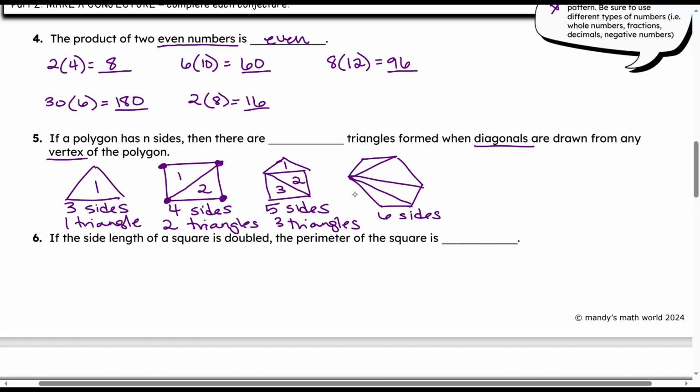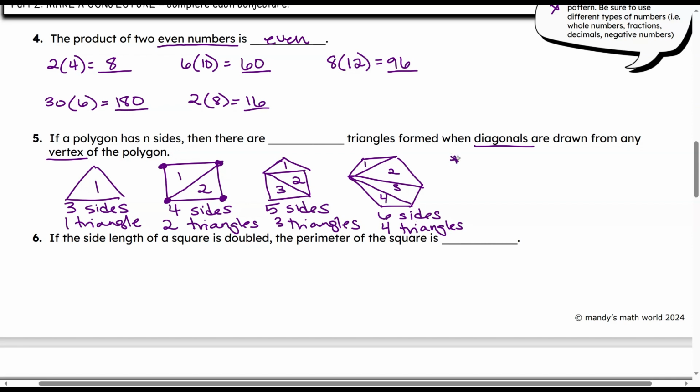How many triangles are formed from the diagonals that I've drawn? 1, 2, 3, 4. 4 triangles. Okay, so we've drawn some examples, right? Because it's okay, we can list examples like we did in number 4, and then we can draw examples like we've done in number 5. After we've drawn examples, now we need to identify a pattern. What do you notice about the relationship between the number of sides and number of triangles?